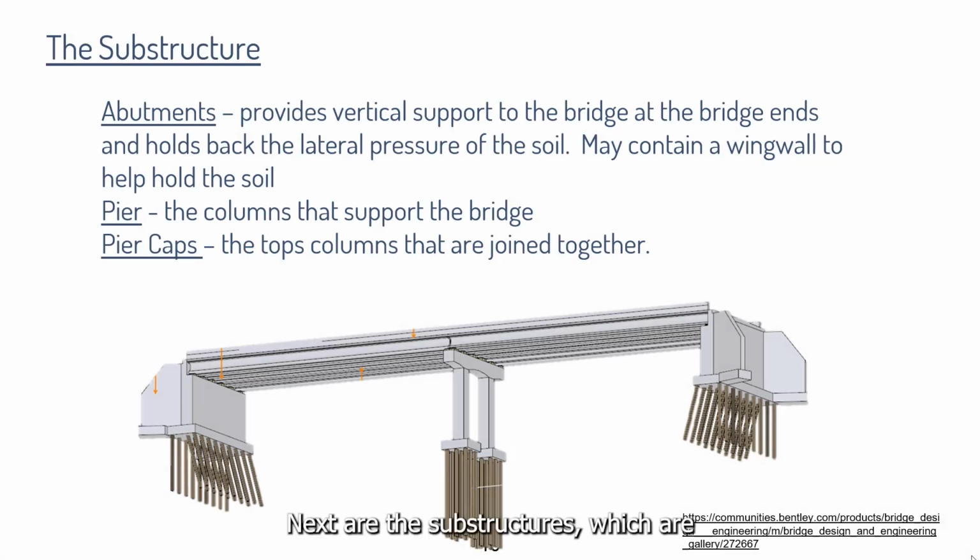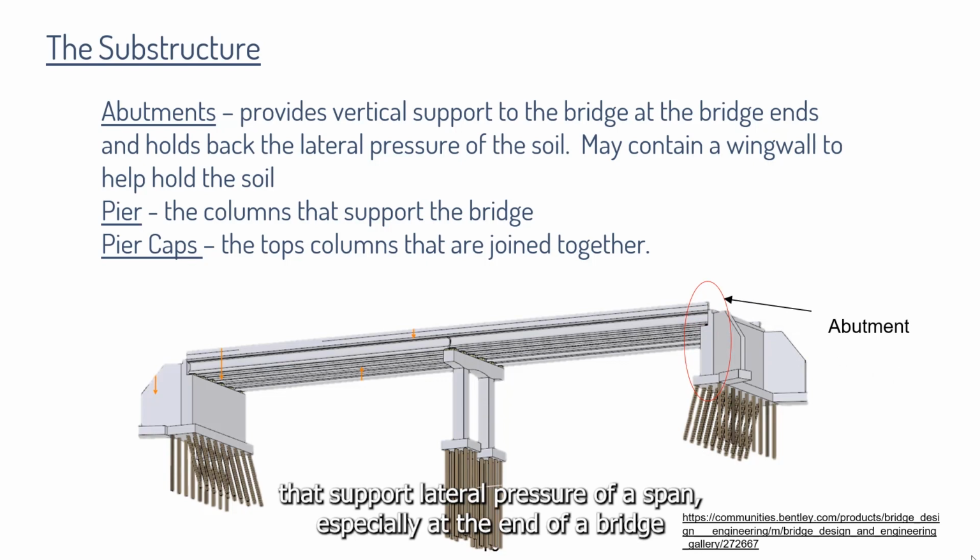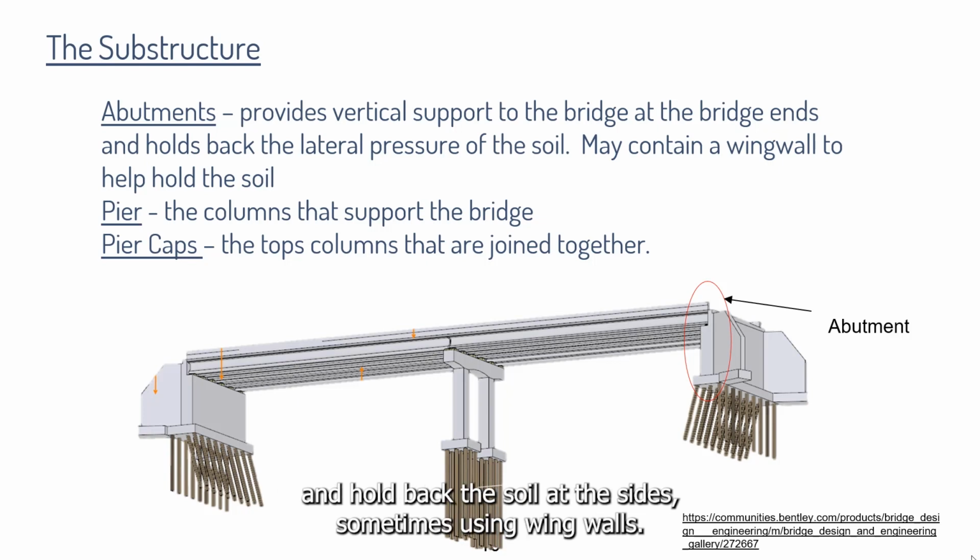So next are the substructures, which are what connects the superstructure to the foundation. It is formed of abutments, which are basically structures that support lateral pressure of a span, especially at the end of a bridge, and hold back the soil at the sides, sometimes using wing walls.